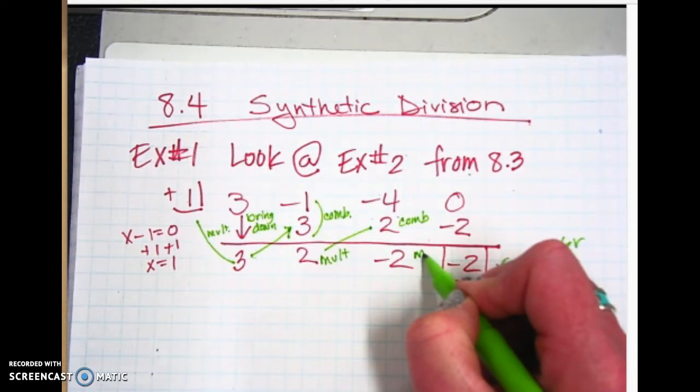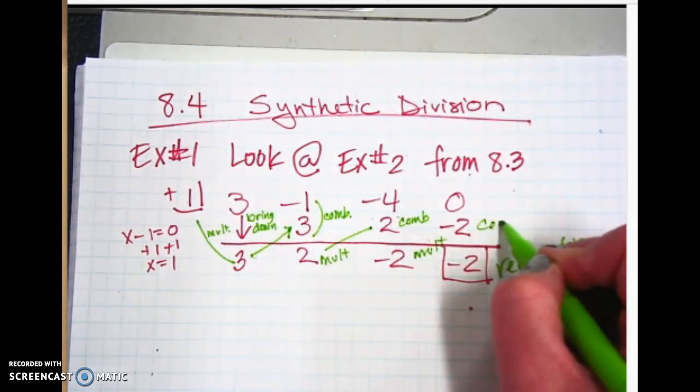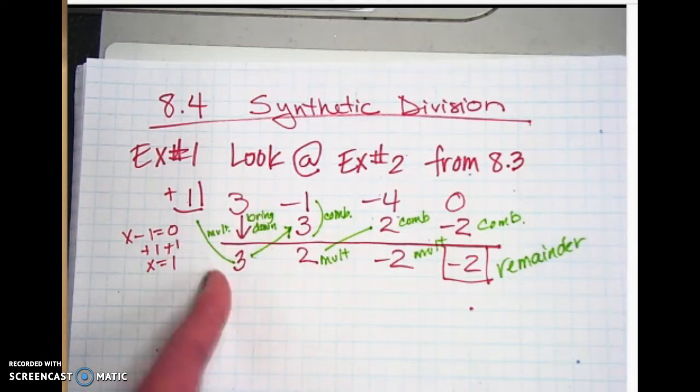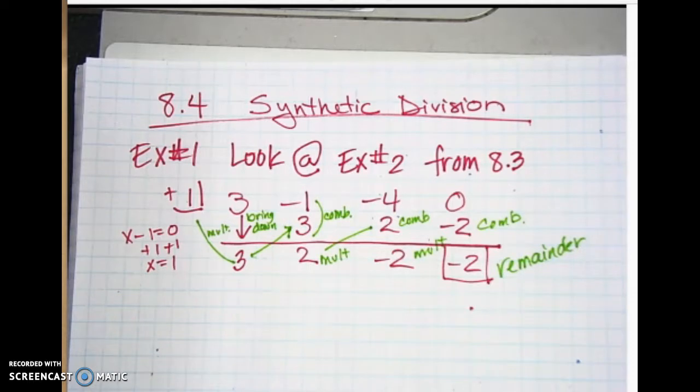Then you're going to multiply. Then you're going to combine. Multiply, combine, multiply, combine, multiply, combine. Okay? So once you bring down, then it's just multiply, combine. Repeat that pattern, okay? So what do you do with these numbers?